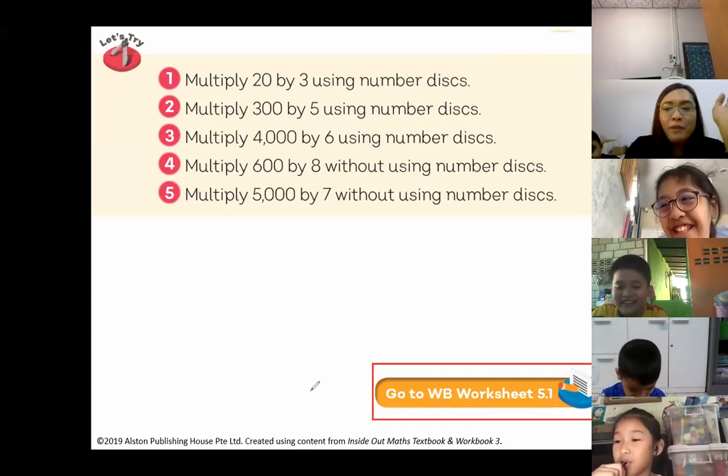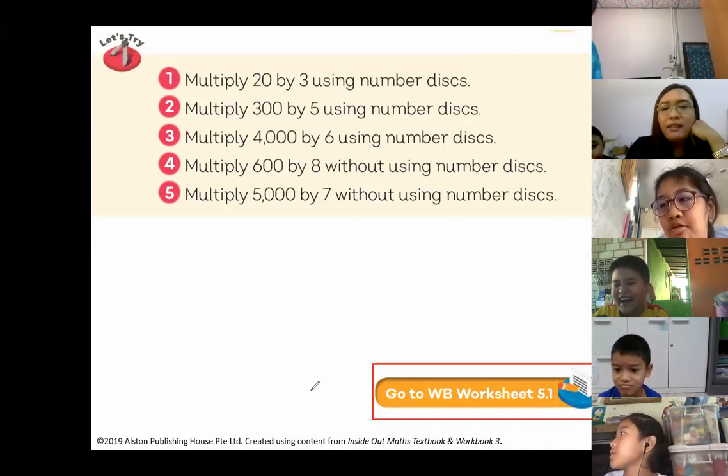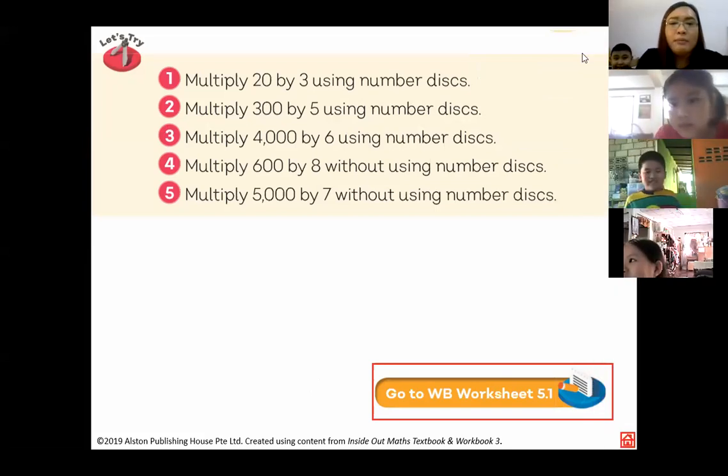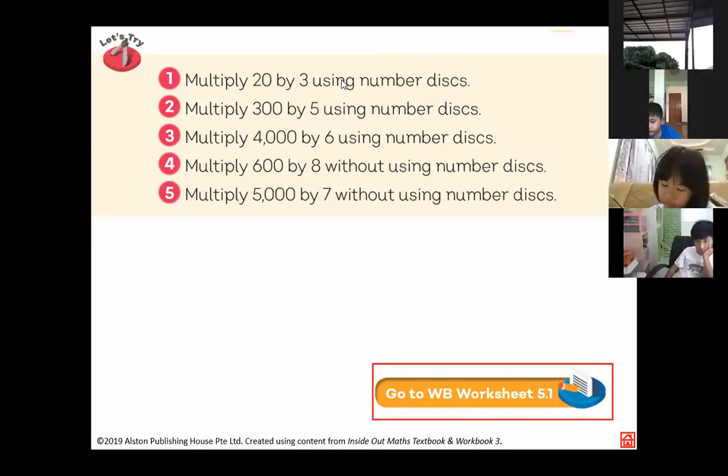Okay, time is up. Okay, now let's answer. All right, so number 1, multiply 20 by 3. What's the answer? 60. Okay, check your answer. Number 2, multiply 300 by 5. 1,500. All right, so that's 1,500.